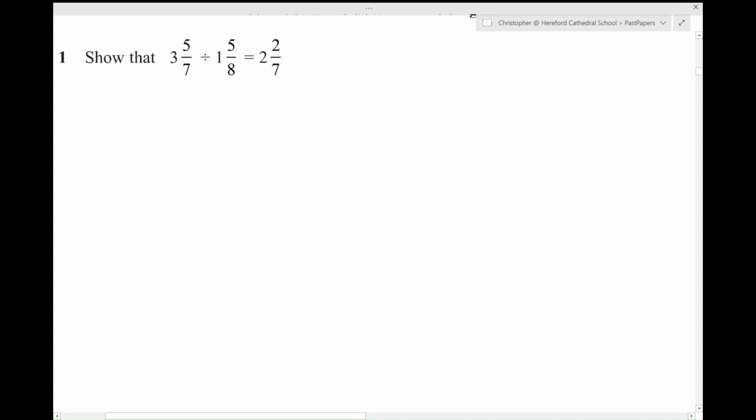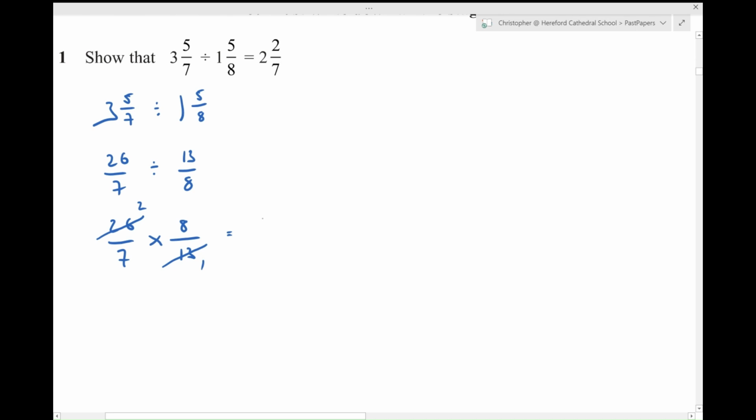Number one. Right, what I'm going to do is work out the left-hand side and see if the answer I get is equal to the right-hand side. So I'm going to turn these into top heavy. That's 26 over 7 divided by 13 over 8. Now I'm going to change the sign, flip the fraction. Cancelling, 13 goes once, 13 goes twice. 2 eighths is 16 over 7, which gives me 2 2/7, which is what I have got in the question here. That's question 1 finished.